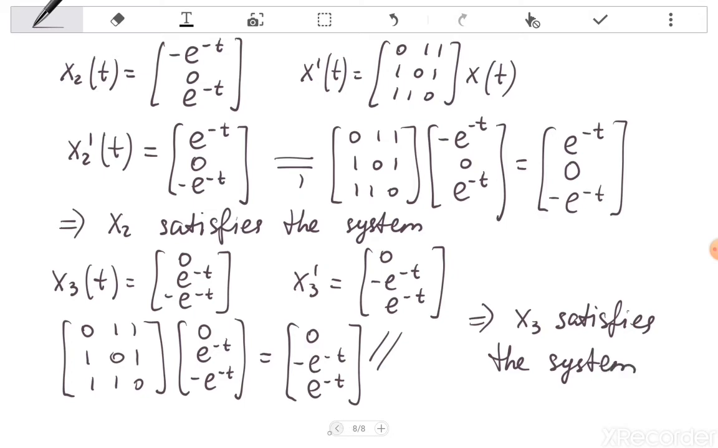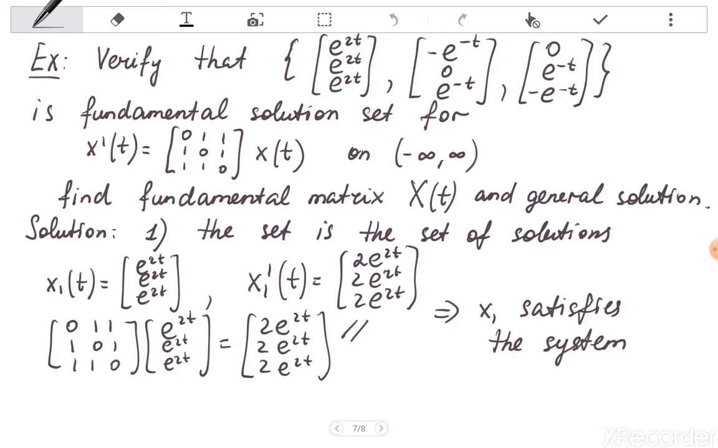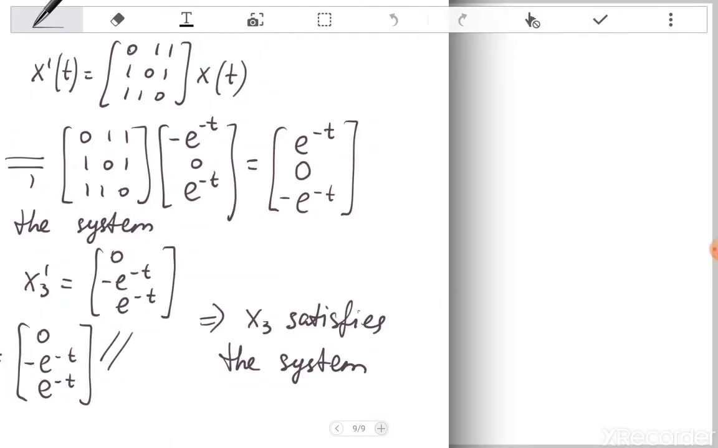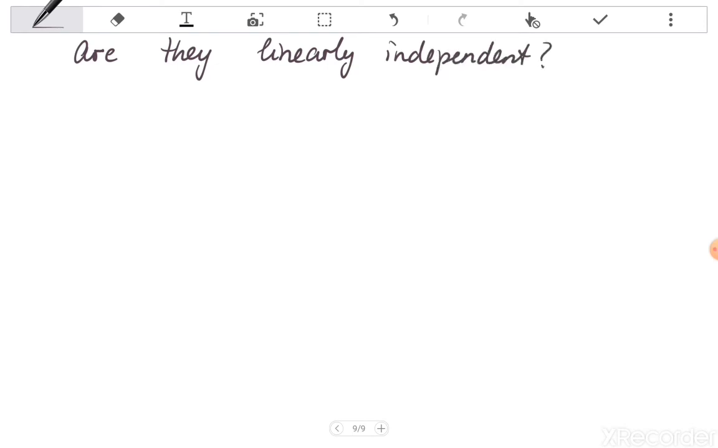Okay, great. So we know that all these three vectors satisfy the system. So we know that these are solutions. The next question is, are they linearly independent solutions? So let's answer this question. So are they linearly independent? We first assume that they are linearly dependent.